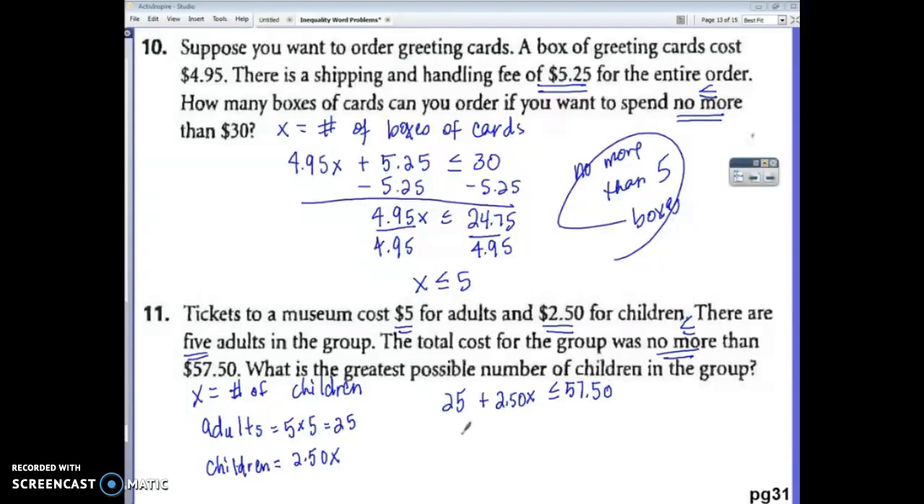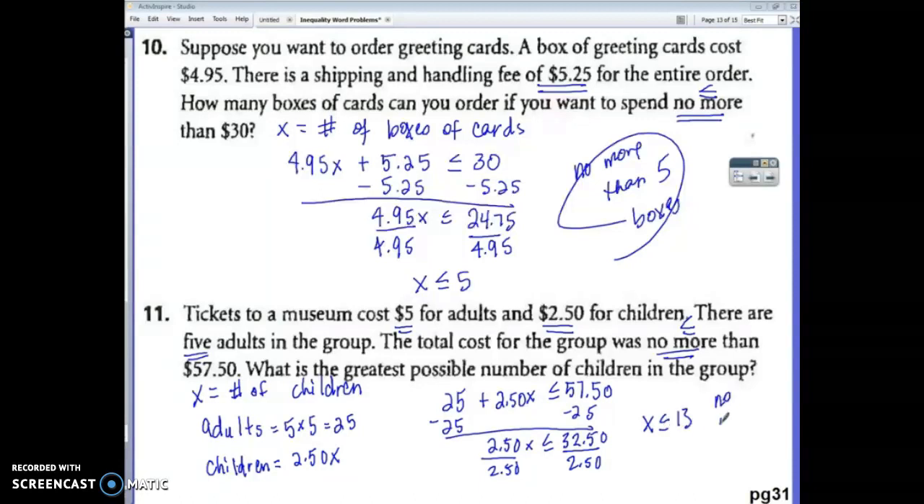Watch this magic. Subtract 25, subtract 25. We end up with $2.50X, or 2.50X is less than or equal to 32.50. Divide by 2.50, divide by 2.50, and the magic happens. X is less than or equal to 13. No more than 13 children. That's how we say children now. So children, children. All right.